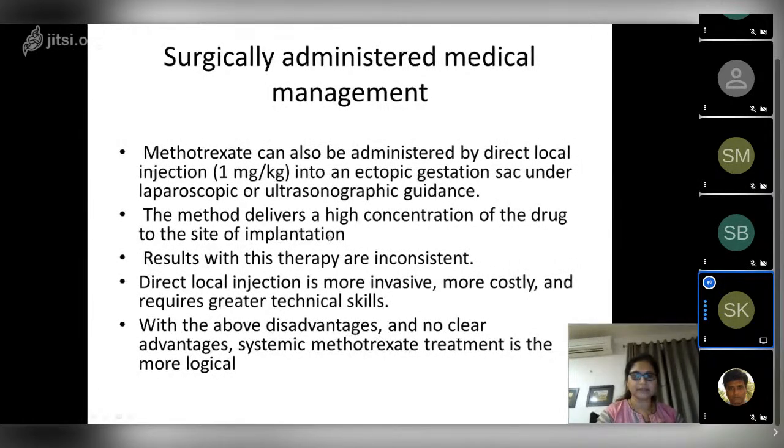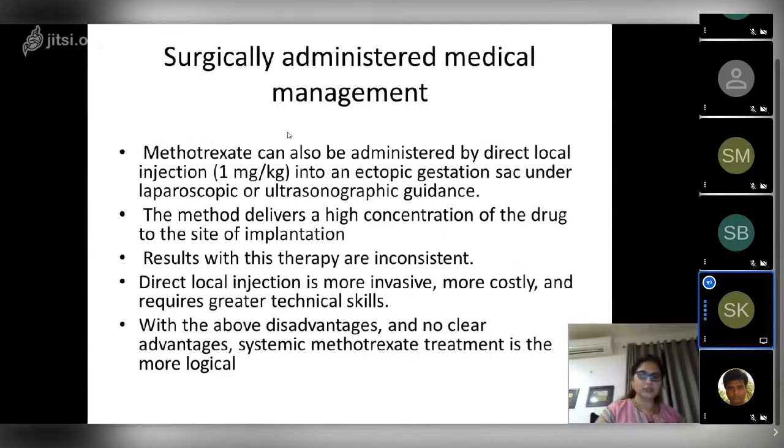The method will deliver a high concentration of drug at the site of the implantation. The results with this therapy are inconsistent, and the success rates are also inconsistent. That's why it's not much preferred, and another disadvantage is that it requires a high technical skill, and it is ultrasonographic dependent. That's why it's not a preferred method. So best is to go for a systemically administered methotrexate rather than surgically administered one.